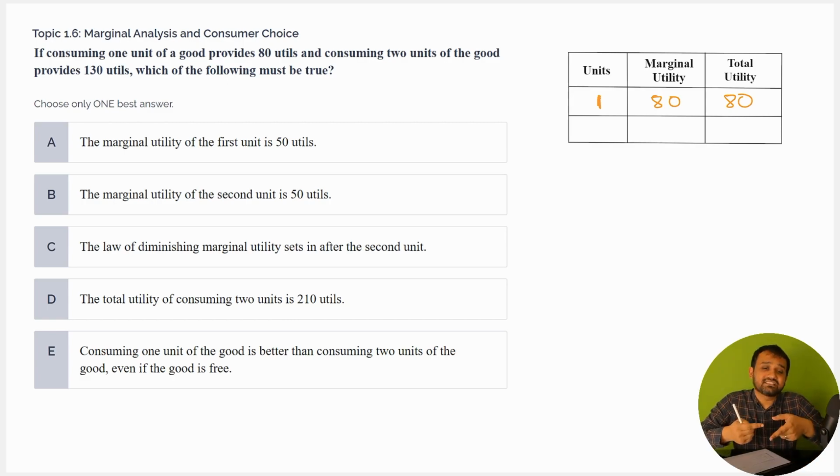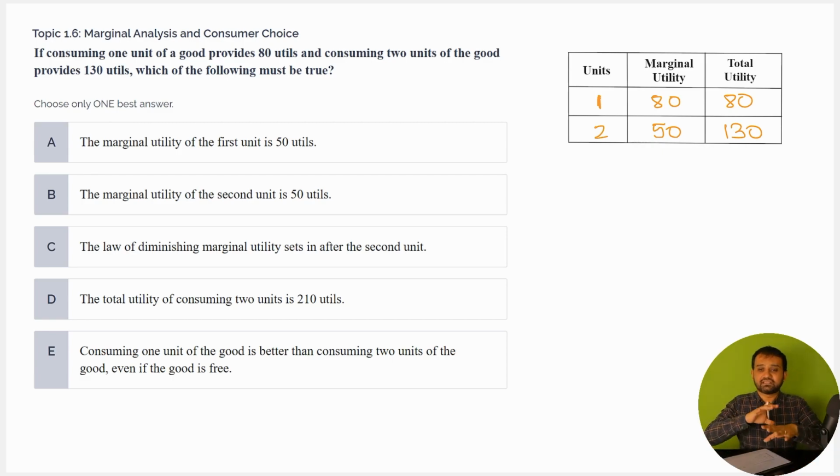Sounds good? Next, consuming 2 units of the good provides 130 utils. Now you have to be careful here. Is this 130 utils talking about the satisfaction you're getting from the second unit or from consuming 2 units? If you read the question, it's talking about the utility you're getting from consuming 2 units in total. So when you have consumed 2 units, you are getting 130 utility of satisfaction in total. Using that information, we know that when we consumed only 1, our total utility was 80. Now when we consume 2 units, our total utility is 130. So that implies from the second unit alone, we got 50 utils of satisfaction.